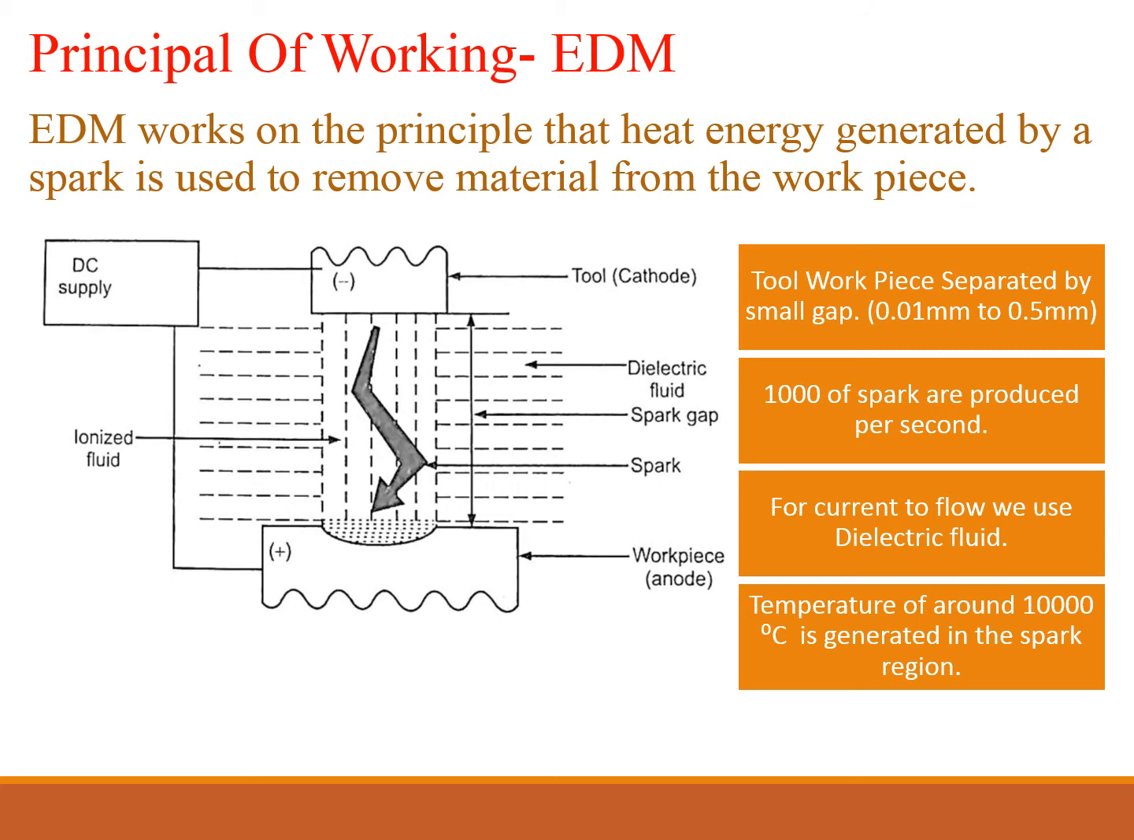When the supply is on, thousands of sparks are produced per second. The duration of each spark is very short. When the spark comes in contact with the dielectric fluid in the spark gap, the fluid gets ionized. It allows current to flow between the tool and workpiece as shown in the figure. A very high temperature of around 10,000 degrees Celsius is generated in the spark region. As a result, the material melts and is removed from the workpiece.